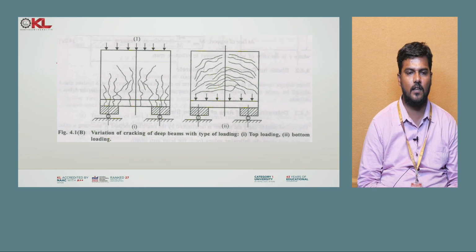And next you can see the variation of cracking in D beams with the different types of loading. If you take the first figure, that is with top loading, we are getting flexural cracks. It starts from the bottom and goes up to the center portion of the beam, whereas if you go for bottom loading, we will be getting shear cracks, which will spread throughout the beam. Which type of loading is preferable depends upon the design consideration, which we will be seeing in the next slides.